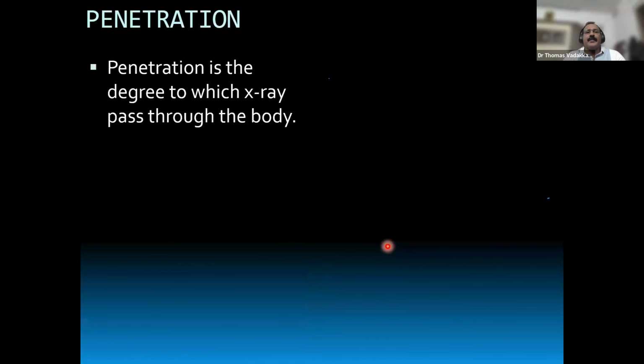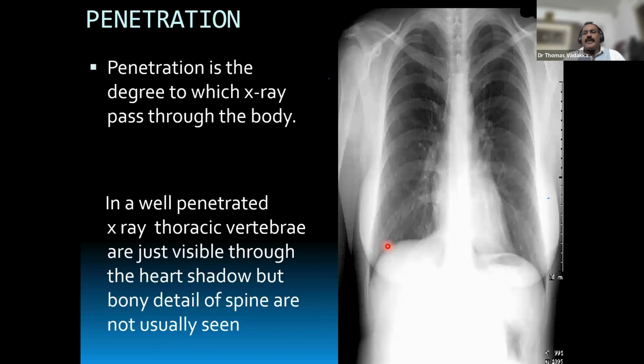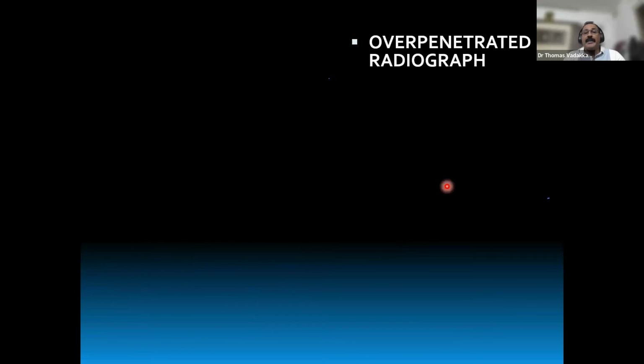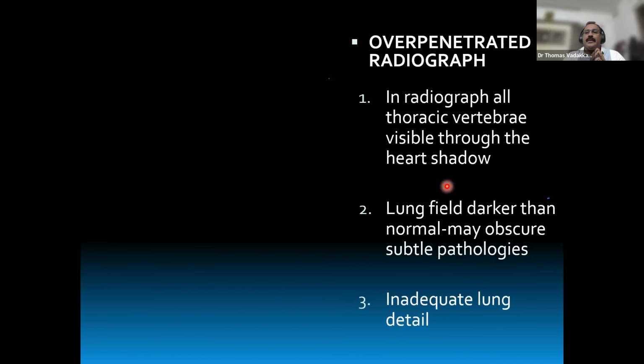Now, penetration of X-ray means the degree of X-ray beam you adjust, the kilowatt you can adjust so that you will get adequate images of the lung and the chest tissues. So you can see this is adequate. And if it is over penetrated, you adjust the kilowatt, or the patient is very thin, or you are increasing the kilowatt, what will happen? The thoracic vertebrae will be seen very clearly through the cardiac shadow. And the lung field appears to be darker than the normal X-ray.